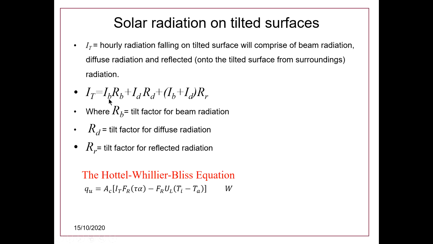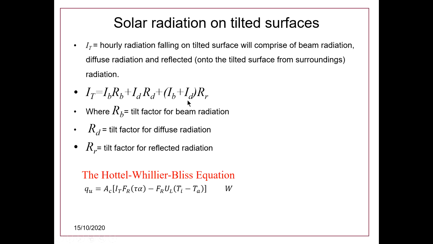IB is the beam or direct radiation falling on a horizontal surface. RB is the tilt factor for beam radiation. ID is the diffuse radiation intensity, watt per meter square. RD is the tilt factor for diffuse radiation. This RB is cos theta, the ratio of cos theta by cos theta z, while this RD is evaluated using the expression (1 plus cos beta) by 2. Beta is the tilt of the collector.